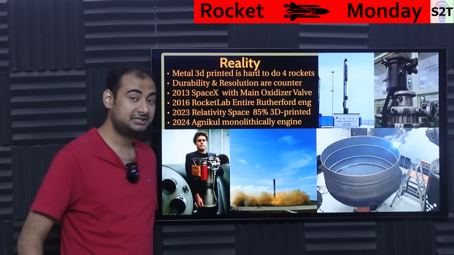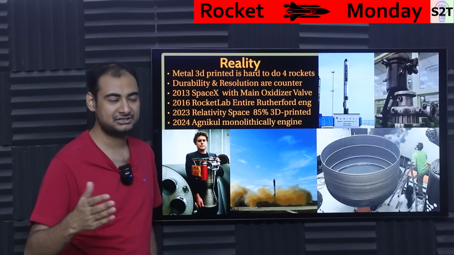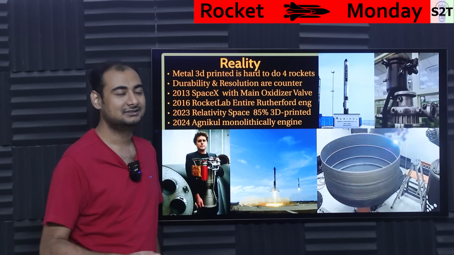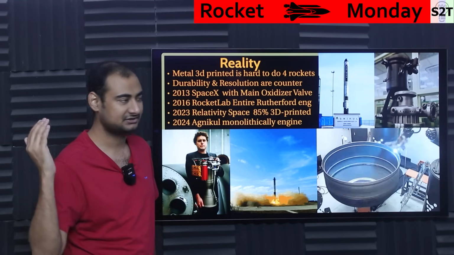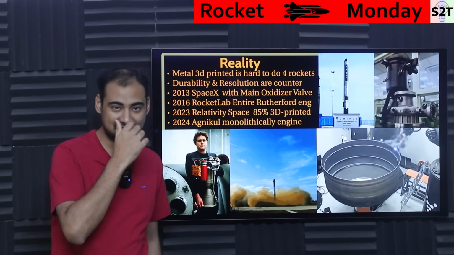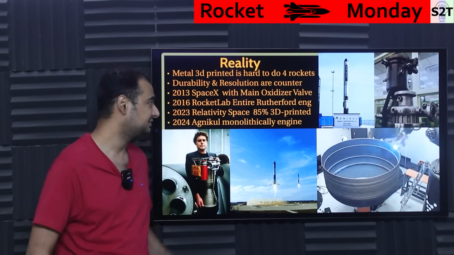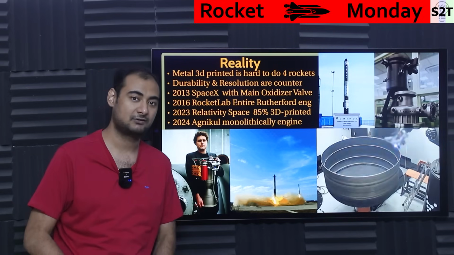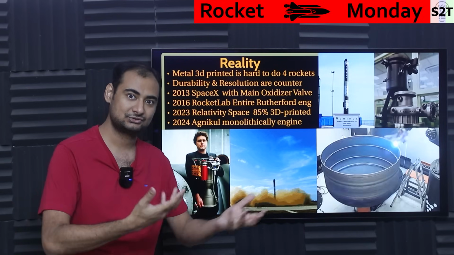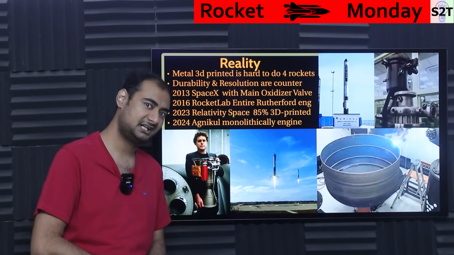Now that's a very big deal simply because before that, again, jet engine companies were waiting. The moment 3D printers came, boom, they just yeeted out of there. But rocket companies were very hesitant. Thankfully SpaceX did try it, and the main oxidizer valve became the first dark horse, so to say, and people were like, whoa, whoa, whoa, you can do that?